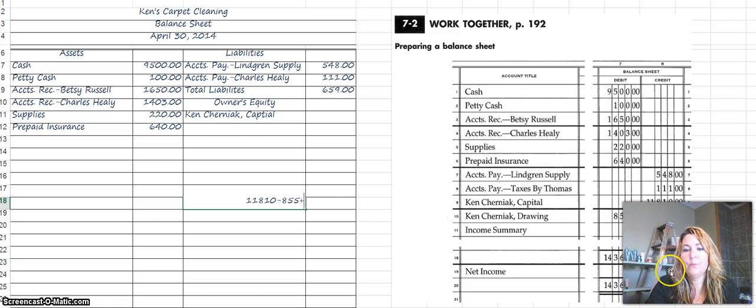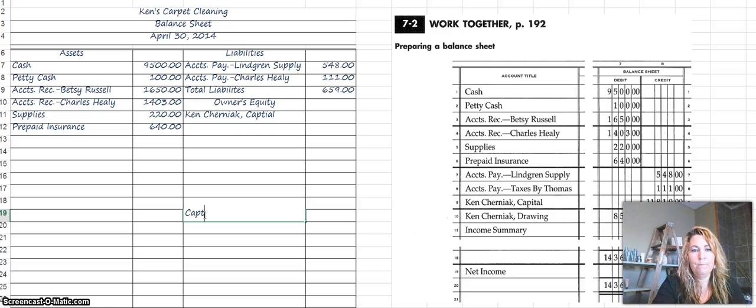So in this one, because we're not listing our net income over here, we're going to go ahead and add it into our capital. So you can see here I'm going to take the $11,810, which is my capital, minus my drawing, plus my net income. Okay, and that's how I'm going to get my answer to put in my capital account. So I'll just go ahead and do my math.